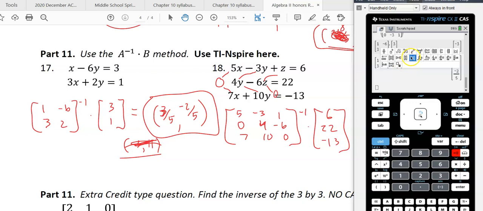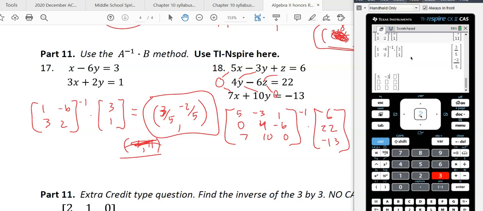Let's show that, just to make sure you know how to do that. So let's do 3 by 3. Sometimes I'm so concerned about typing everything in correctly, you forget to do the inverse of it, right? That's how this method works. So it's a good idea, I don't know if you caught that, to check your answers. Negative power. 3 by 1, so it should be a 3 by 1. 6, 22, and negative 13.